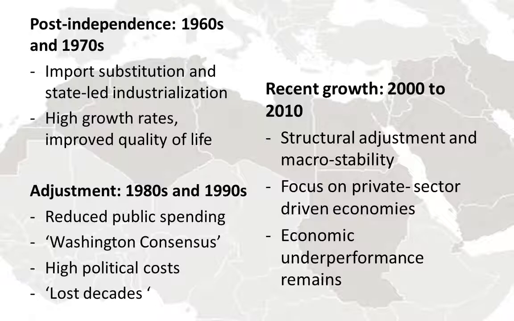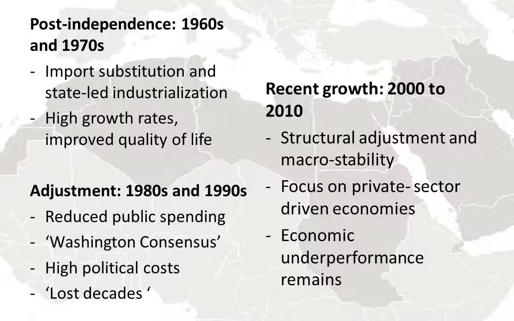So we saw high growth rates, improved quality of life, child mortality went down quite significantly, and poverty rates also declined significantly more than in any other region in the global South during this time. The 1980s and 1990s were really a period of adjustment.